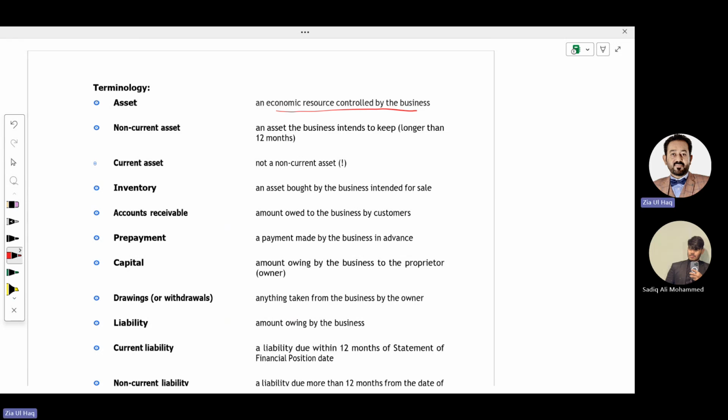Non-current assets are assets the business intends to keep longer than 12 months. Meaning the business will use this asset for more than 12 months, and this asset will provide us benefit for more than 12 months. Current assets, not non-current assets, mean assets that will provide us benefit within a year. Inventory, an asset bought by the business intended for sale. Meaning stock we bought for resale purposes will be called inventory. Also called stock.